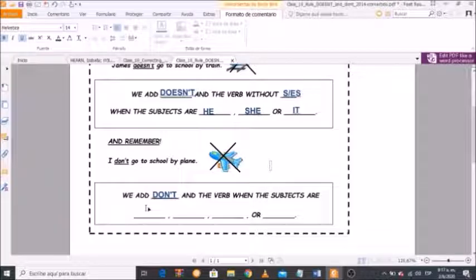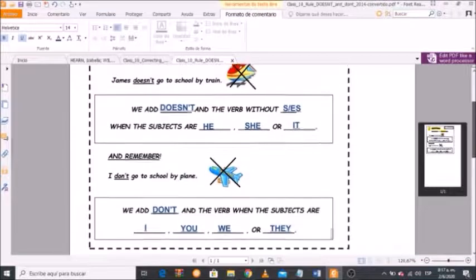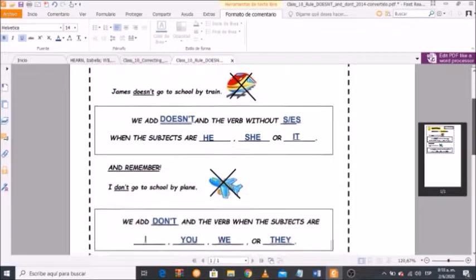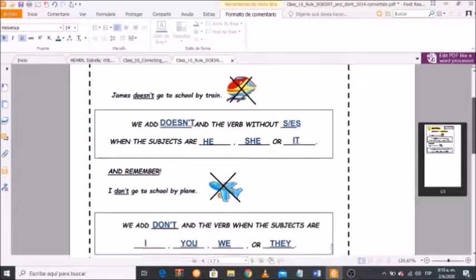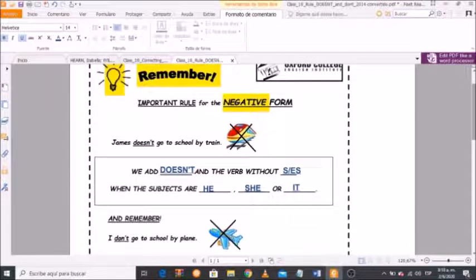I don't go to school by plane. Very good. You don't go to school by plane. We don't go to school by plane. Or they don't go to school by plane. Entonces, con estos sujetos, I, you, we o they, vamos a usar don't a la hora de armar oraciones negativas. Ok? So, remember that in case you have any questions, please ask your teacher in the chat.